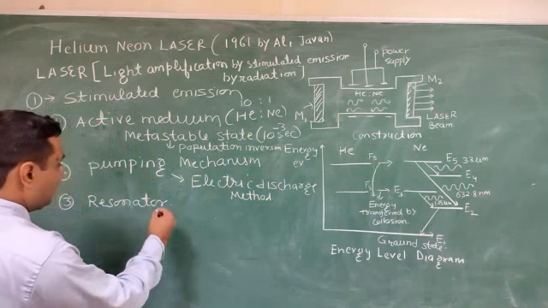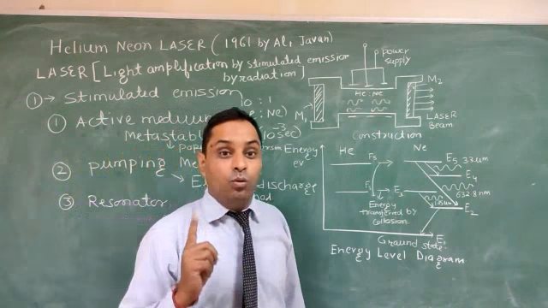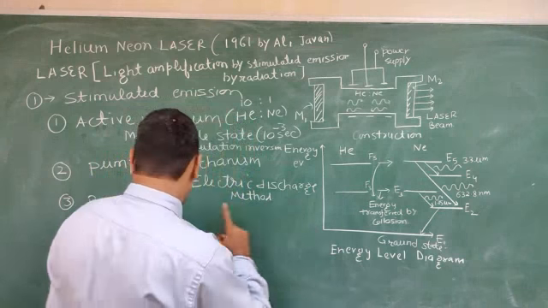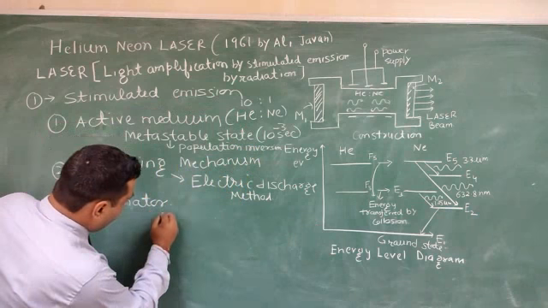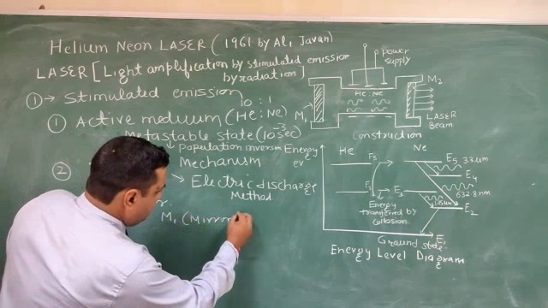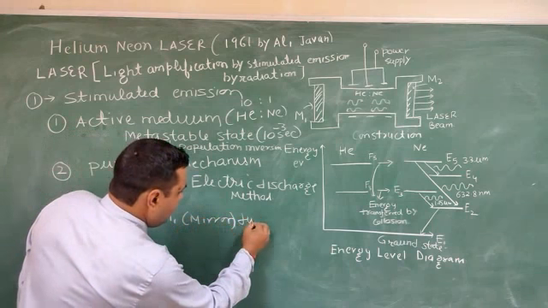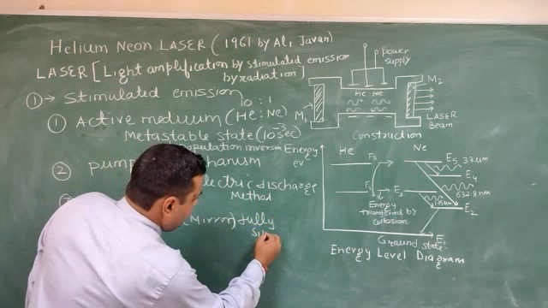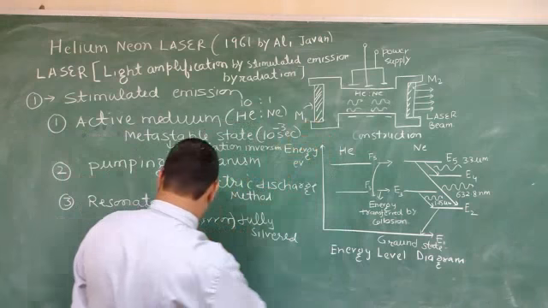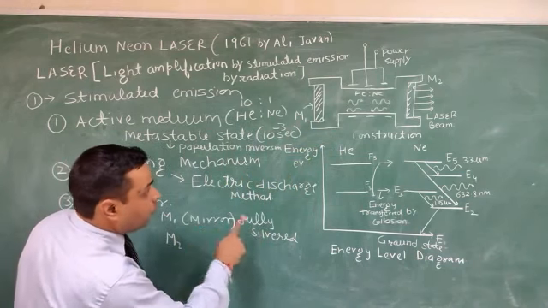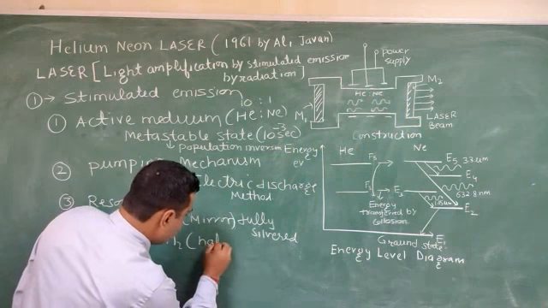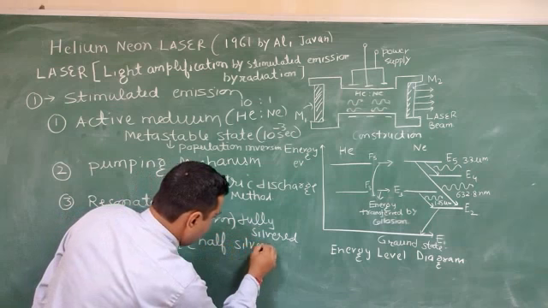And third is the resonator cavity. It is useful for the amplification of the light photons. The resonator consists of M1, a mirror that is fully silvered, and M2, a mirror that is half silvered.